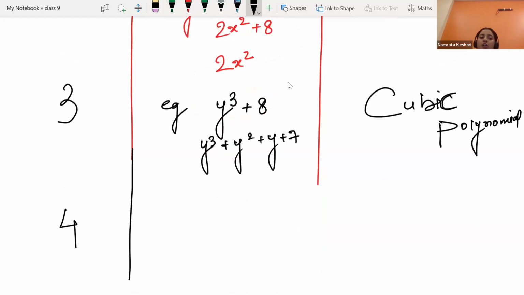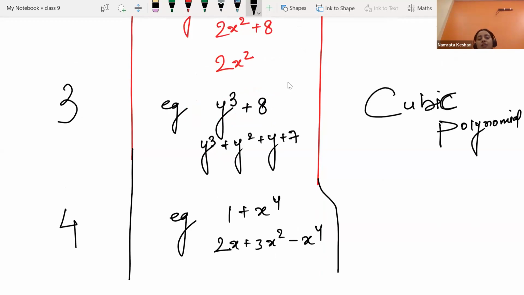If the degree of the polynomial is 4, for example, your polynomial will look like 1 plus x to the power 4, or maybe 2x plus 3x square plus or maybe minus x to the power 4. These are few examples I have taken. Here the degree is 4 and the name is quartic. So please don't get confused between the degree 2 polynomial and degree 4 polynomial. Degree 2 polynomial name is quadratic. Quadratic. And this is quartic polynomial.